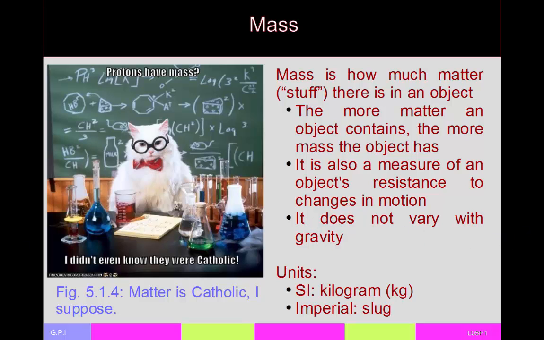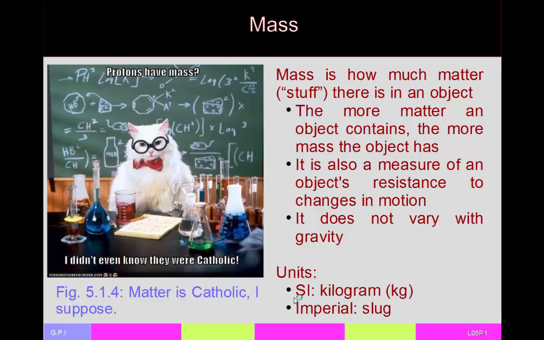That means that whether you are in a high gravity field such as Jupiter or even the Sun, or whether you're in lower gravity fields such as on the Earth, or whether you're even in deep space where gravity is effectively zero, your mass does not change.